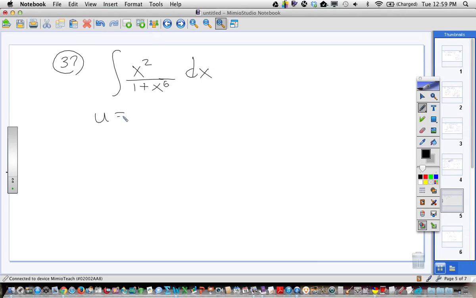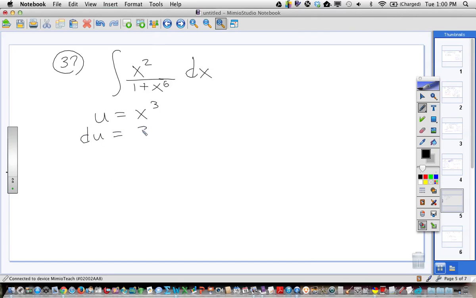x cubed. There are two reasons that will be a good idea. One reason is the du: it gives us 3x squared dx, and there's an x squared dx sitting right there. The other good reason is, what do you get down here? 1 plus u squared is an arctangent. That's something you just have to be able to recognize, on page 333. If you can get a 1 plus u squared on the bottom, that's often an arctangent. So that is going to be a good one to pick.